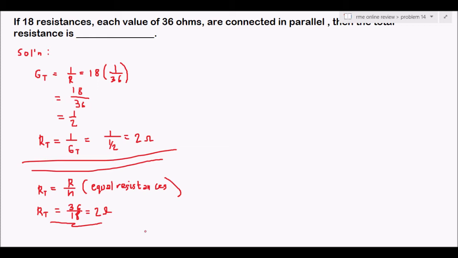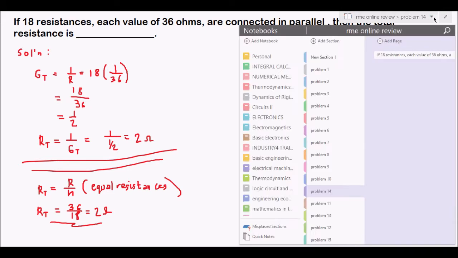I just gave you the longer method and the shorter method, but it is preferable to use the shorter solution, because during the exam it is a multiple choice question, so there's no need for you to show the solution. If you can get the 2 ohms, the correct answer, much faster, the better, because there is a time constraint. For example, the technical subject is a 50-item exam, and you are only given 4 hours to answer those 50 items. Okay? So let's proceed now to problem number 15.